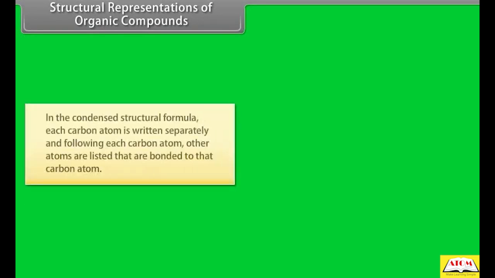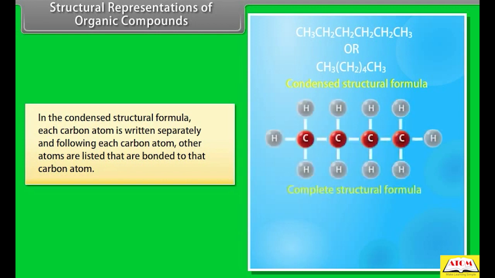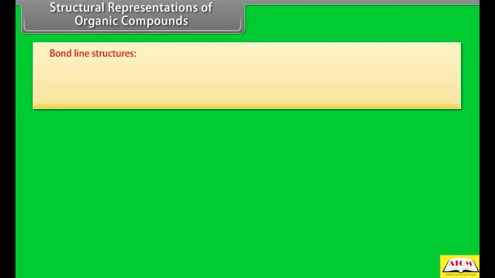Structural representations of organic compounds. In the condensed structural formula, each carbon atom is written separately and following each carbon atom, other atoms are listed that are bonded to that carbon atom. For example, complete structural formula. Its condensed structural formula can be written as shown. Now, bond line structures.